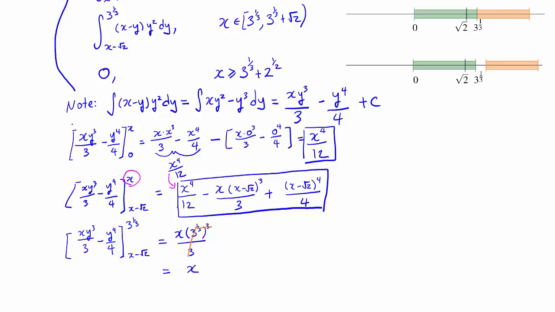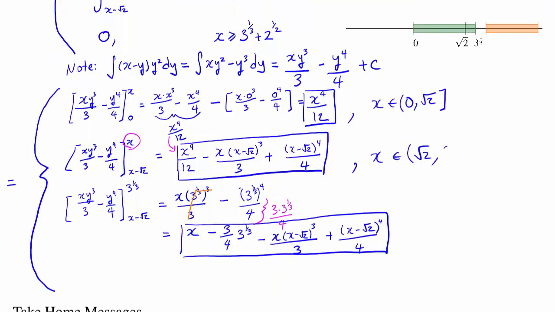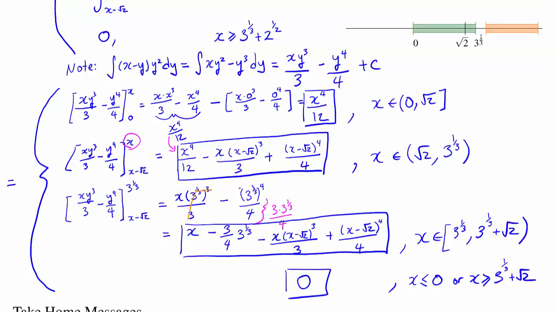And then we also have to subtract off 3 to the 1/3 to the fourth and divide that by 4. Well, 3 to the 1/3 to the fourth gives us 3 times 3 to the 1/3, and then we divide that by 4, and we're left with 3/4 times 3 to the 1/3. And then the remainder part is exactly as the previous step, as we just mentioned. And the cases are exactly the same as just above.